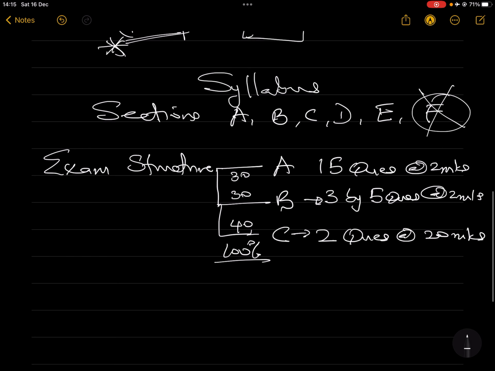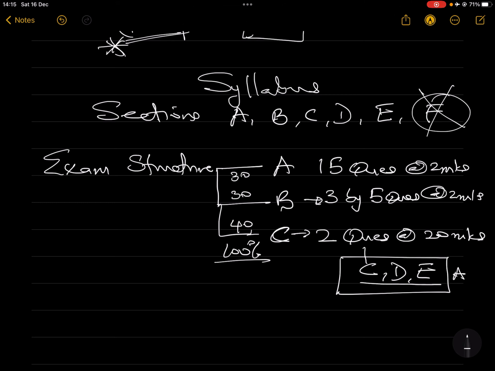And usually, how is this going to be tested? Section C, which is 40 marks, will focus on sections C, D, and E of the syllabus. So these 3 sections are extremely important. Sometimes they also test section A, but not really big on section A for this part of the exam. So C, D, E are extremely important, especially for this 40-mark part of the paper. Sections A and B can come from any part of the syllabus. So that is the exam structure.